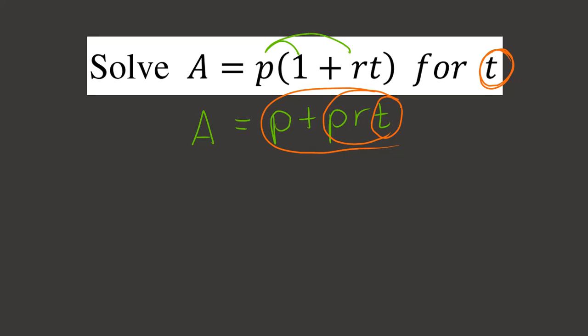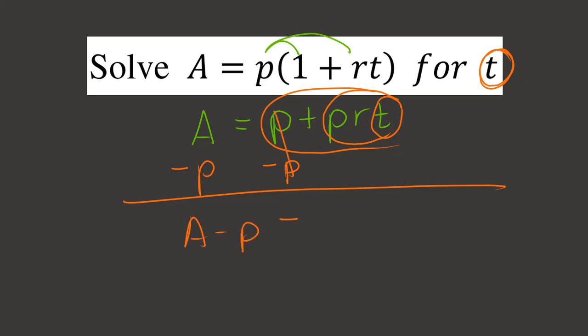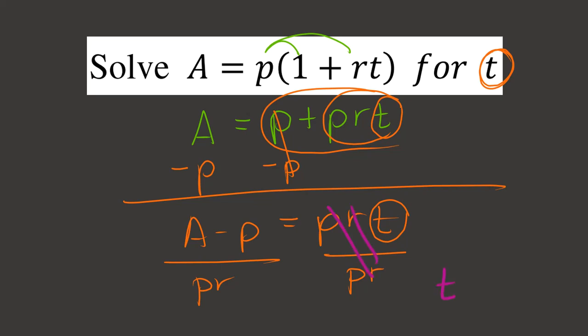All right, so we're going to get rid of p with a minus p, and if I do it on the right, I have to do it on the left. We're going to get a minus p equals prt. And now to get t by itself, since we're multiplying by pr, we have to divide by pr. And ultimately, we're going to get that t equals a minus p over pr.